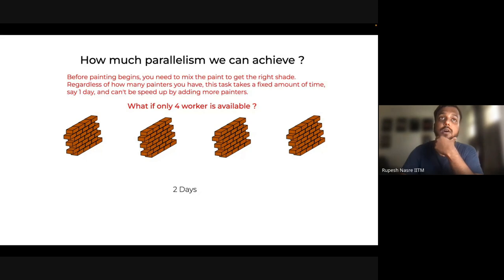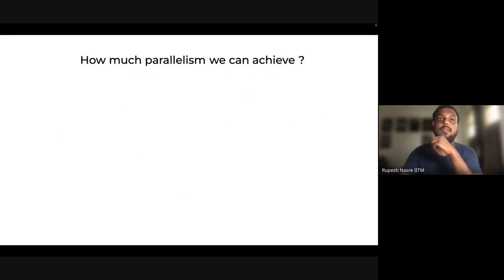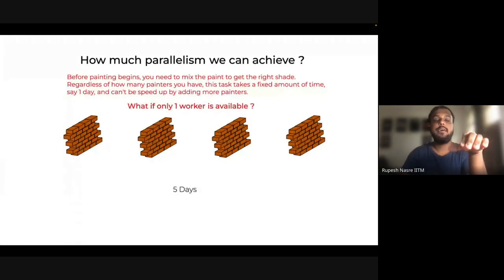Cool. Now, comparing with this, let's suppose in a sequential manner. Sequential manner means I have a single thread, right? We are taking 5 days to perform these tasks, right? So with respect to this, how much speedup have I achieved by adding more workers with respect to one worker? Any idea?